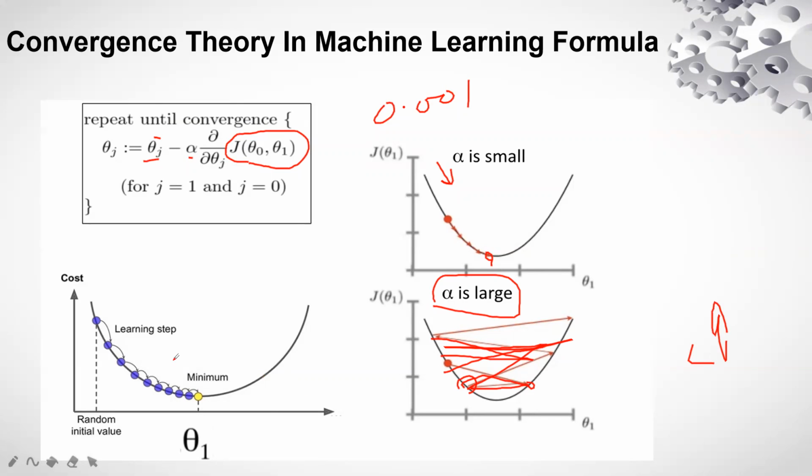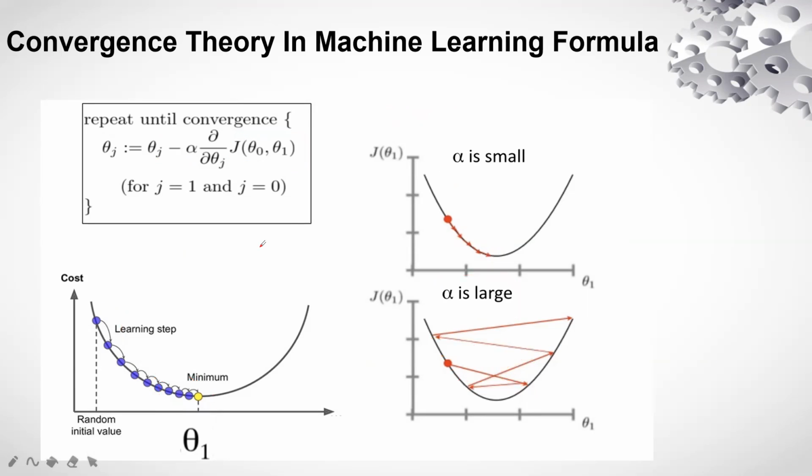Now, what is the best way of doing it? The learning rate should be very big at first, and then eventually the learning rate should get smaller. That is the actual and the best way that the algorithm uses to reach the global minima. So let's move forward.